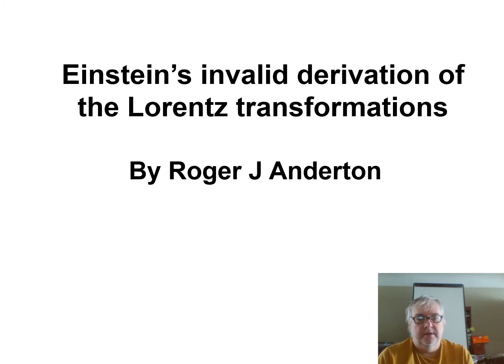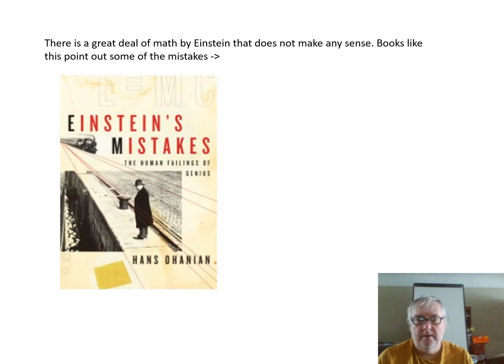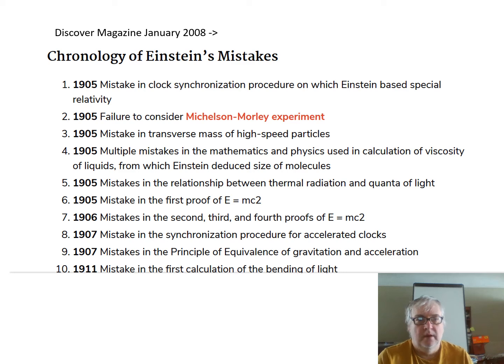So this is a talk on Einstein's invalid derivation of the Lorentz transformations. There's a great deal of mathematics by Einstein that does not make sense. Books like this one point out some of the mistakes. Discover, which is a science magazine, points out some of the mistakes here.